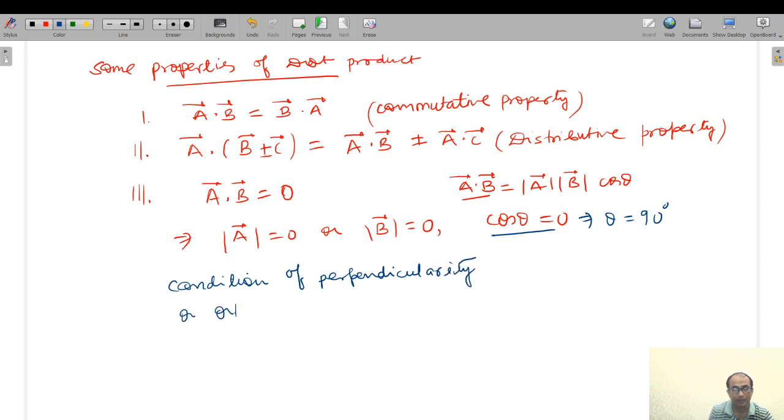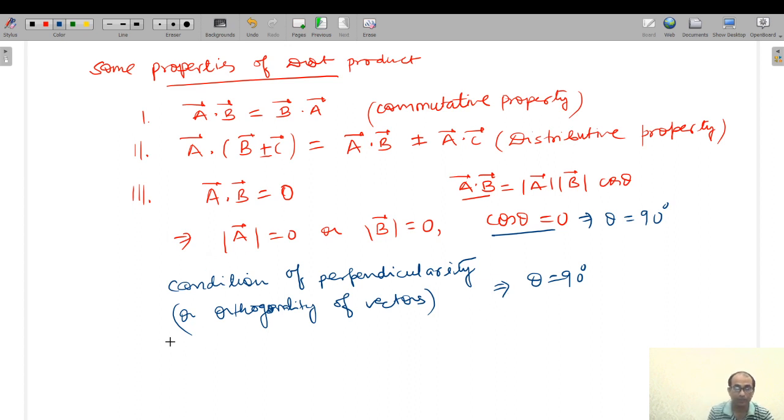एक और टर्म है इसके लिए, ऑर्थोगोनैलिटी. So two vectors are orthogonal or perpendicular when angle between them is what? 90. So यदि दो वेक्टर्स के बीच में एंगल 90 है तो उनका डॉट प्रोडक्ट हमेशा क्या होगा? 0 होगा. So this is one thing.